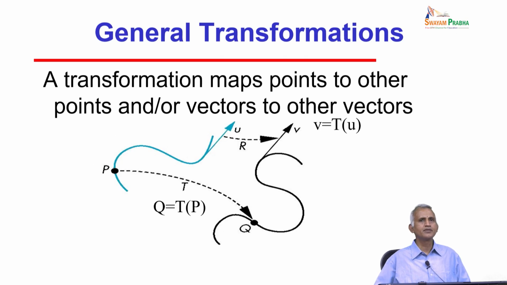So, the transformation maps a point to another point or a vector to another vector. This picture shows that if you take a point P, it maps to T of P, which may be represented as Q equal to T of P. So, you take a point from the domain and it maps to the codomain, it will go to Q, and that Q represents T of P. So, actually it represents the transform from domain to codomain, so that V equals T of U.